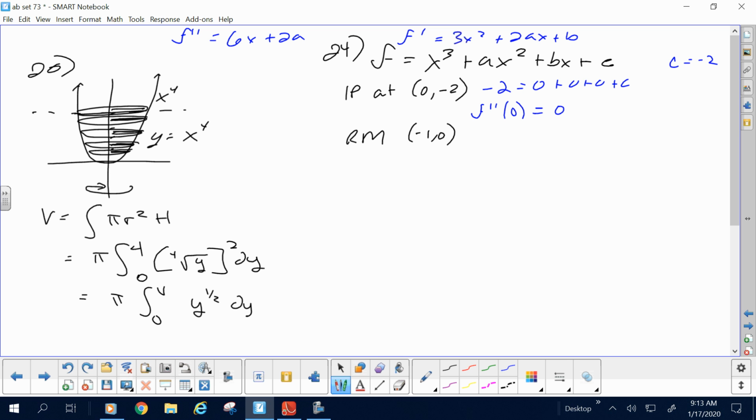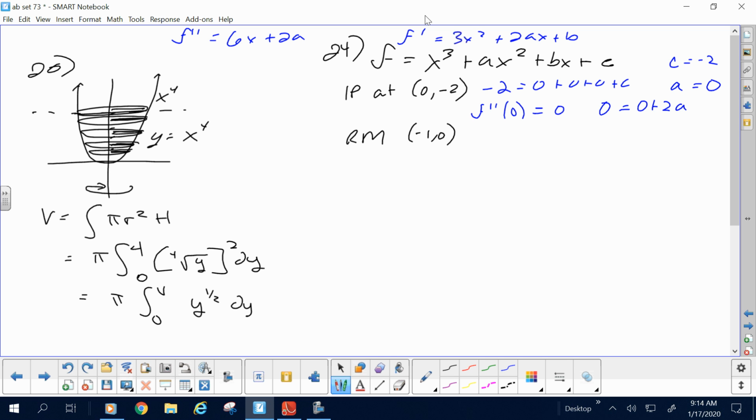There's f double. F double at 0 should be 0. So 0 equals 0 plus 2a. Certainly a must be 0. Cool. All right. Relative max.